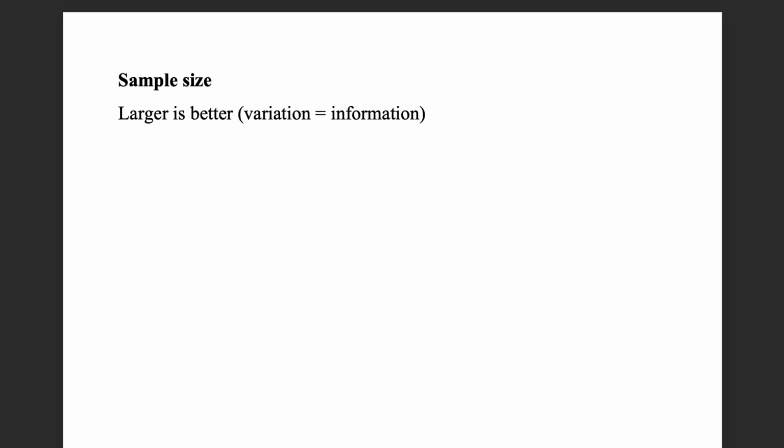Include whatever you can include, as long as it makes sense theoretically. So if the cases that you observe are good measurements, and they are cases which your theory is supposed to say something about, so to which your theory is supposed to generalize, then do include them, because more is better. Larger sample size means more variation. More variation means that we have more information. The more information we have, the better our statistics become.